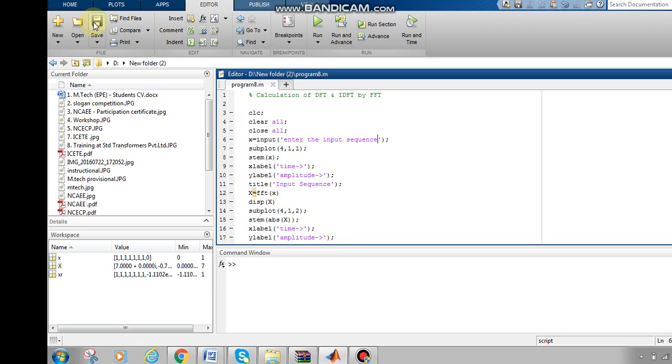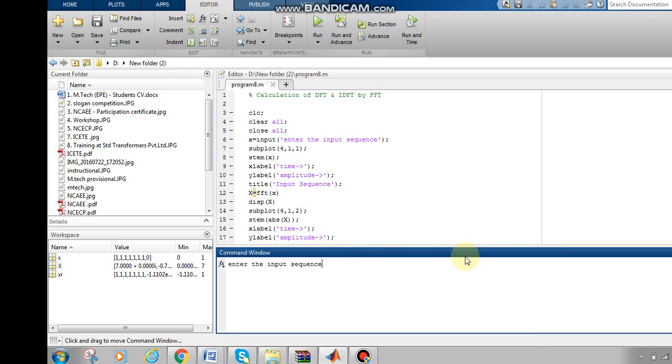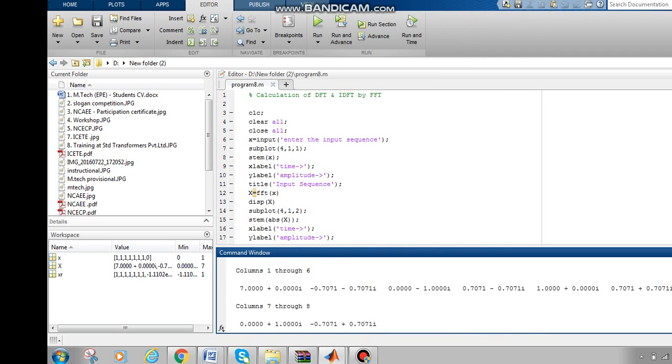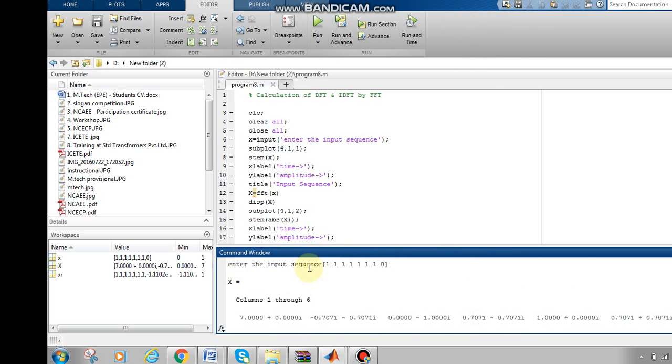Now, after saving the program, we will run it. I will be using the 8-point FFT. So my input sequence is: 7 ones and 1 zero. Close the bracket and press Enter. Once you enter it, you will get the figure. We will see that later. First, we will see the sequence over here. So first you give the input sequence, 7 ones and 1 zero.